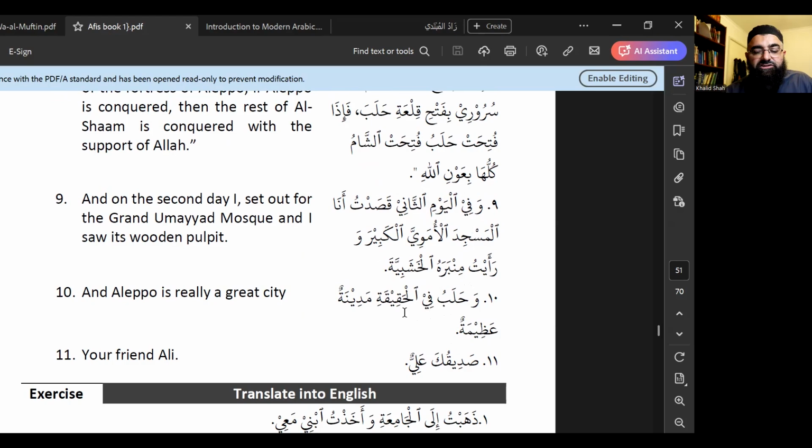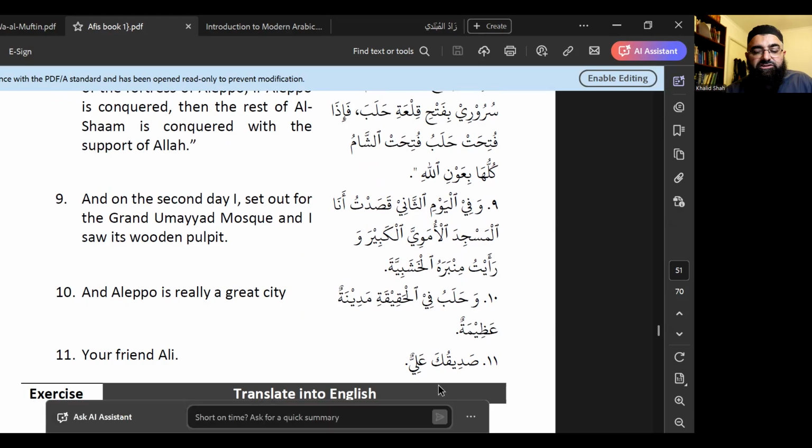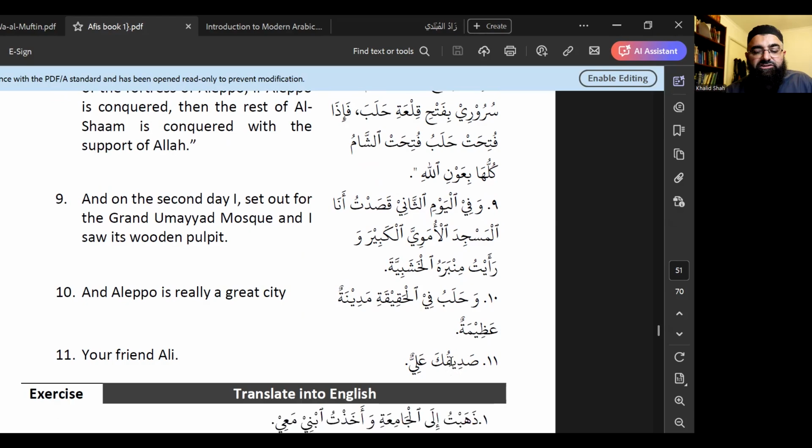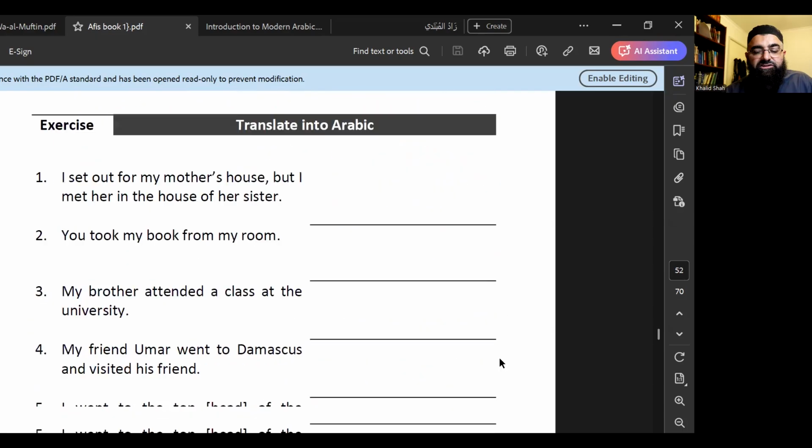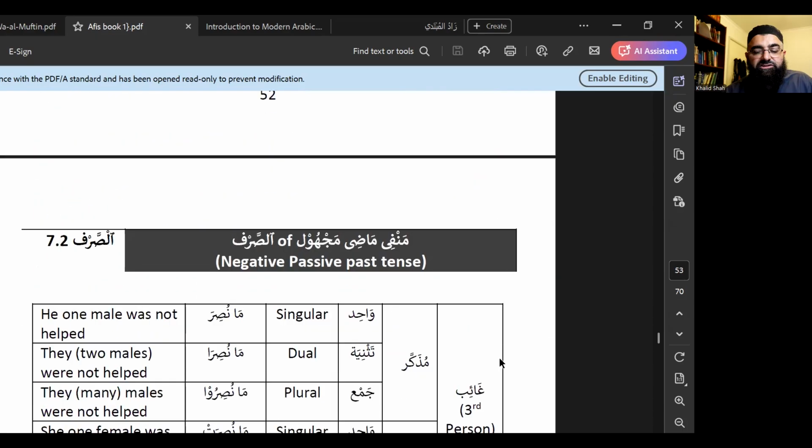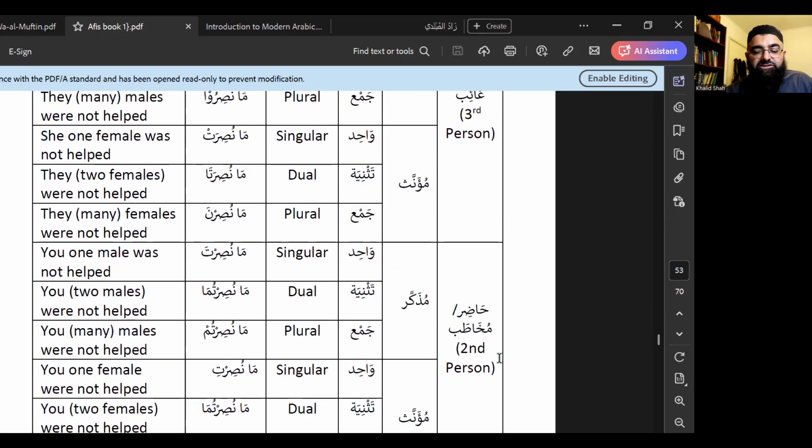وحلب في الحقيقة مدينة عظيمة. And Halab in reality is a great city. Halab is the mubtada, and مدينة عظيمة, a mawsuf and sifa, is the khabar. في الحقيقة is additional information. So this is like jar majrur, but it's put in the middle, which you can do. Like صديقك Ali, your friend Ali, regards Ali. So there are some exercises based on that, inshallah, which you can do yourself, obviously.